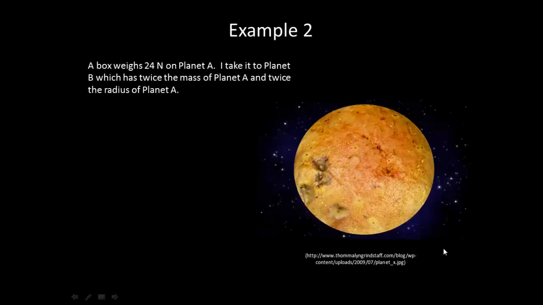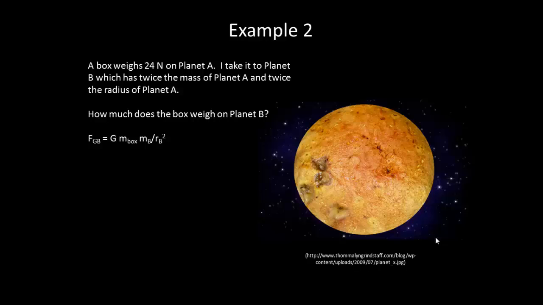Let's do one more example problem. A box weighs 24 newtons on planet A. I take it to planet B, which has twice the mass of planet A and twice the radius of planet A. How much does the box weigh on planet B? Pause the video now and try to solve this.